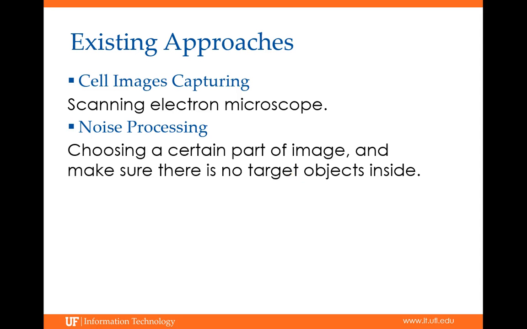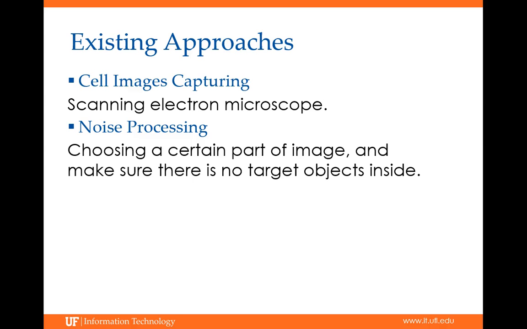Okay, the second part, existing approaches. First, we need to capture the cell image. I get this picture from the electron microscope. For the microscope, I use an eyepiece and objective lens of 10 times and 20 times respectively. Exposure time is 300 milliseconds and the image is 16-bit.